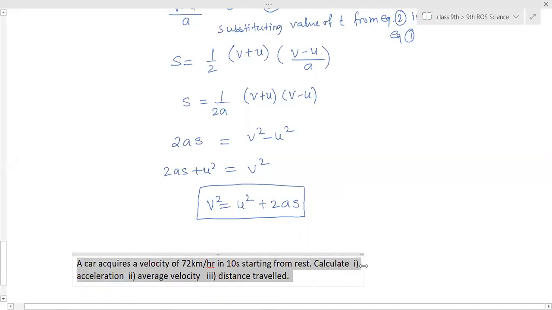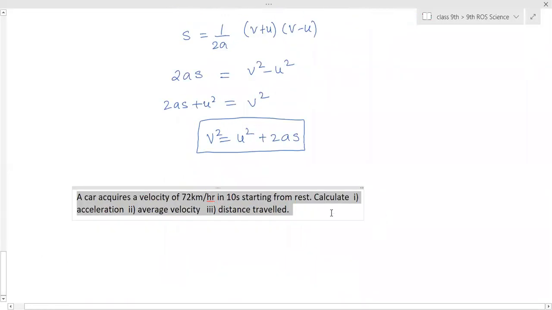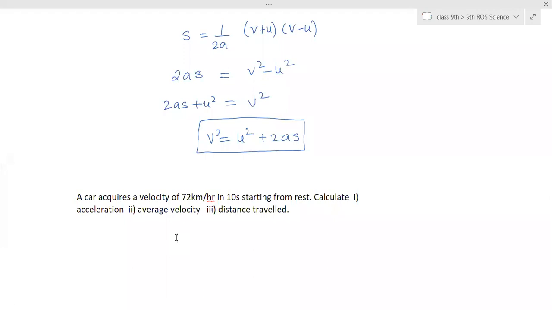This is the first question. A car acquires a velocity of 72 km per hour in 10 seconds, starting from rest. Calculate acceleration, average velocity, and distance covered.